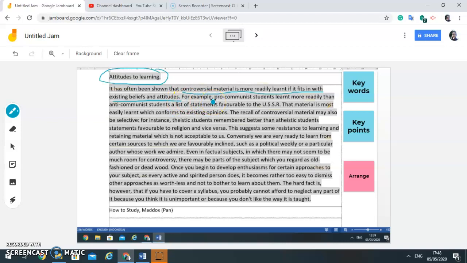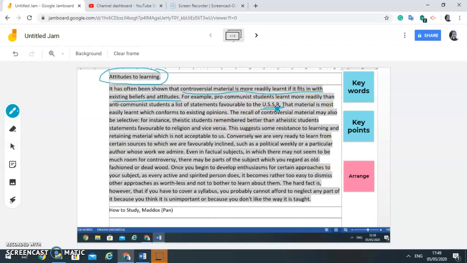For example, well, I see that this example did not help you much because probably you don't understand the example. This example gives you the overview that the USSR is the Soviet Union, which was heavily based on communism. So that's why this text says that pro-communist students will more easily understand the statements about the USSR. On the other hand, anti-communist students will find it hard to follow the statements about the USSR.